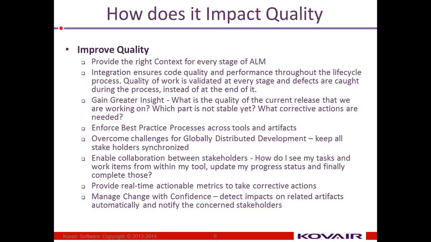Then provide real-time actionable metrics. As I was saying, if a program manager sees that in one of the projects he is handling the requirements are not stable, they are continuously changing in version, he can immediately call up that project manager and let him know that there's something wrong in the requirements process, and ask him to take corrective actions, otherwise the project is going to go out of hand. This kind of decision-making data should be available to all the stakeholders.